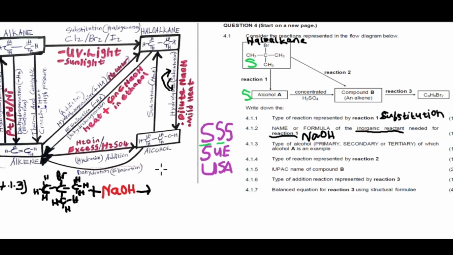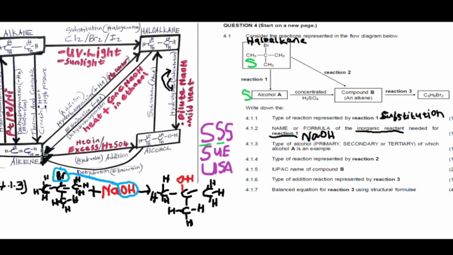Look at question 4.1.1. It's substitution, but we're substituting what with what? We're substituting the Br atom, which is the bromine atom, with the OH. The Br atom is going to be substituted with the OH. So instead of having the Br, we're going to have the OH. Let's write that. Can you see I'm writing the OH there? So we have substituted the Br with the OH.